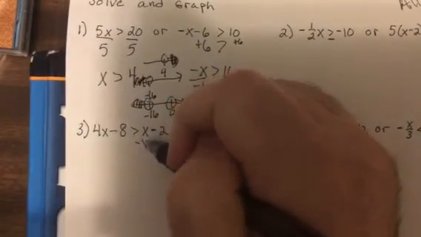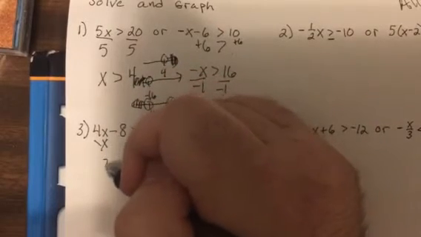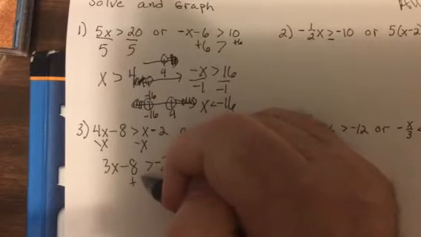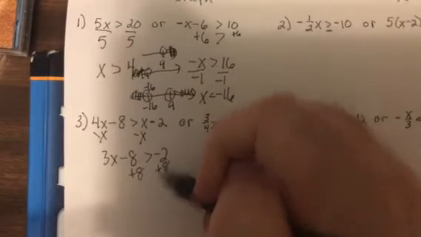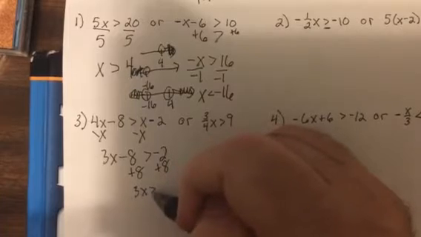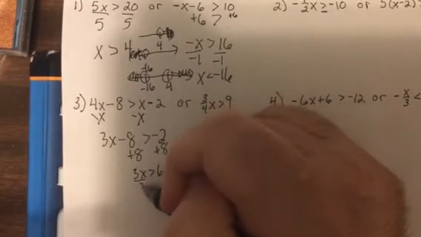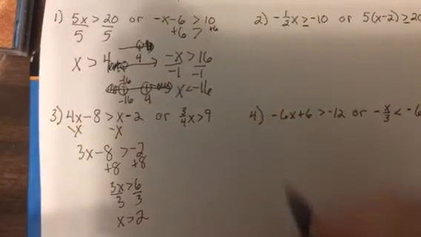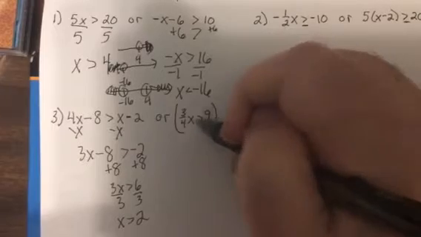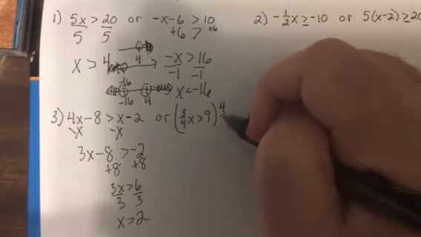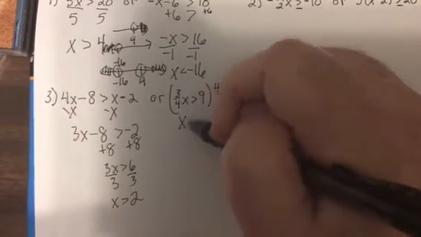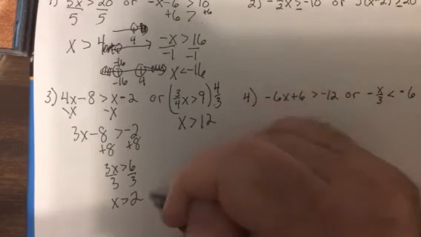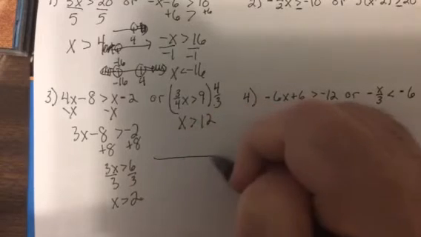Okay, let's look at this one. So I'm going to subtract x. So 3x minus 8 is greater than negative 2. Add 8 to both sides. So 3x is greater than 6. Divide by 3. x is greater than 2. This one, multiply both sides by the reciprocal, which is 4/3. So 3 goes into 9 3 times, 4 is 12. So I have greater than 2 or greater than 12.